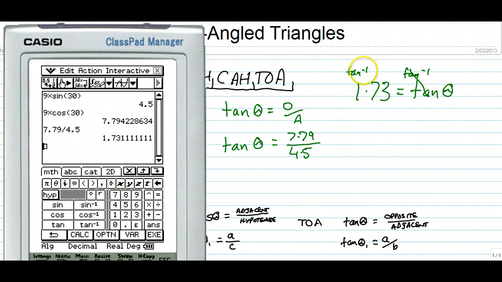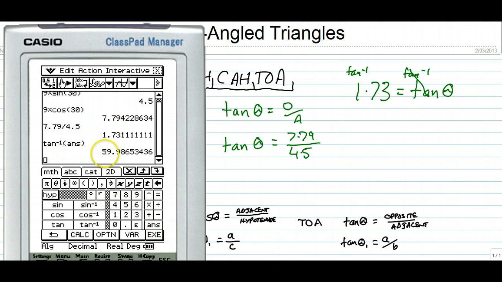So since we've got tan to the -1 on this side, we've got to apply that to the 1.73. Let's do that. So I've told it to do tan to the -1 of the answer from the previous question. That's what that little answer button's there for. Execute that, and it gives us 59.98 degrees.